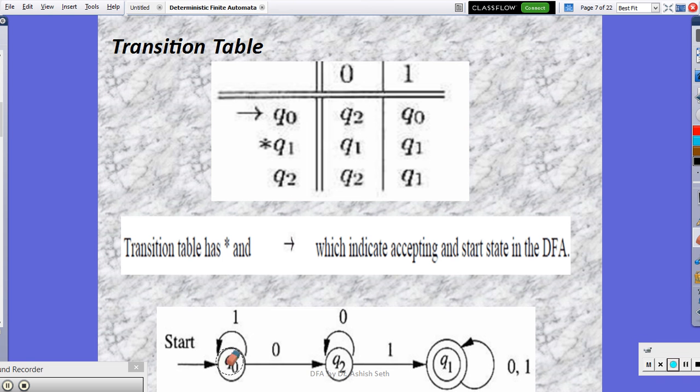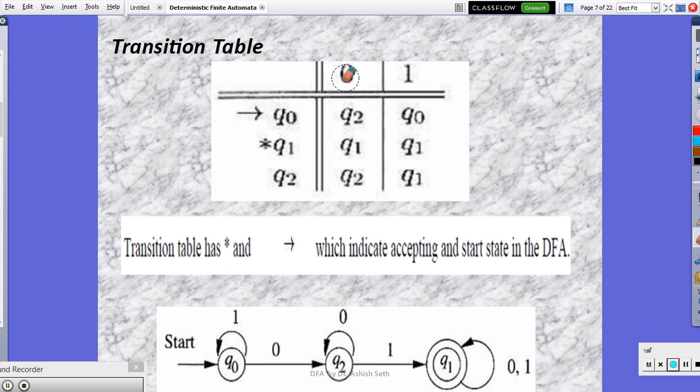Now we'll see from here. When we start from Q0, on input of 0 we are reaching Q2. So from Q0 if we read 0 we reach Q2. Similarly from Q0 if we read 1 we reach Q0. So from Q0 if we read 1 we reach Q0. Let's take another row.